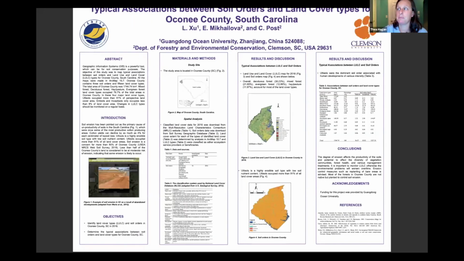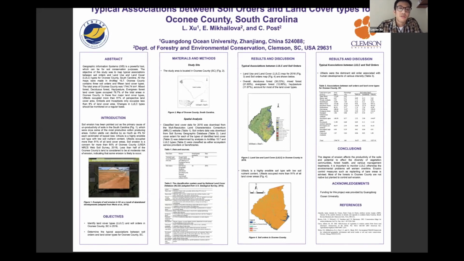Okay, that looks okay. So hello everyone, I'm Luyao. I work with Dr. Mihalova and I made this poster for my GIS project this semester. The objective of the study was to map typical associations between soil orders and land use in Oconee County in South Carolina. Overall, there are 3 soil orders and 15 land cover types in Oconee County.